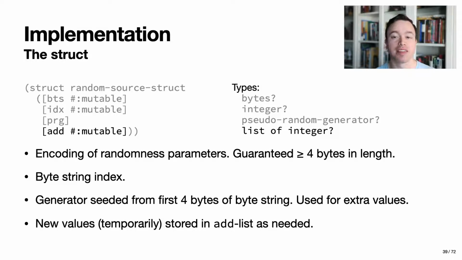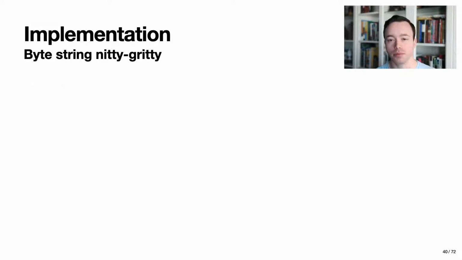And lastly, we have the add list. When the byte string is exhausted and new values are generated from the PRG, we cons those new values onto the add list for safekeeping. When the user eventually requests the byte string, a functionality we'll discuss in more detail shortly, the contents of the add list are reversed and converted into bytes to be stored in the byte string. I promised some more details about that byte string though, so let's go ahead and take a look.